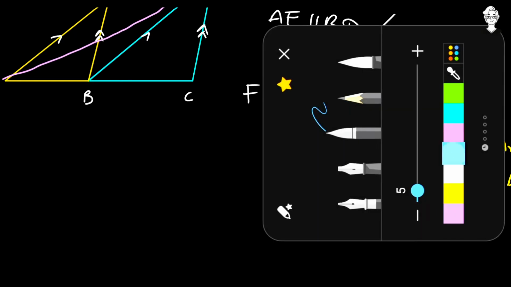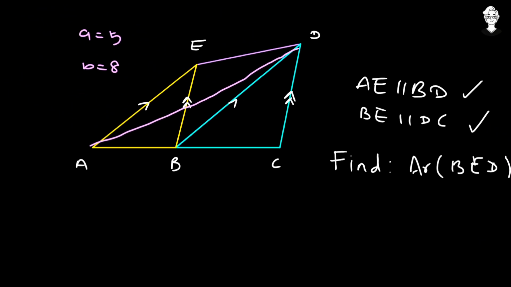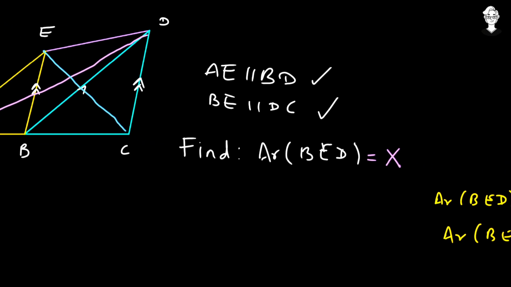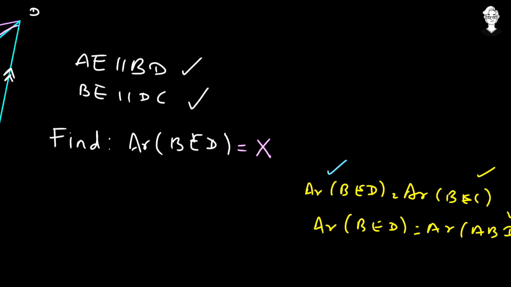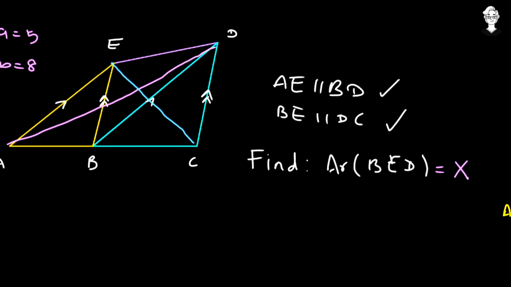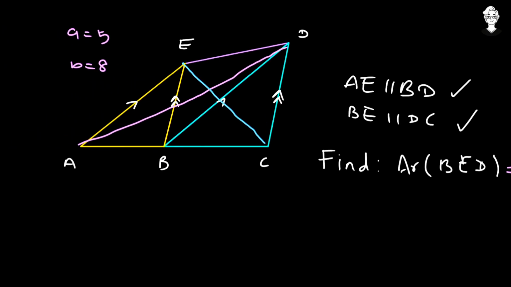Now in this diagram, let us join some lines. The first line I am joining is E to C, that was joined to obtain the first result, that is, area of BED is equal to area of BEC. To obtain that, we have done that. So I am joining that line.